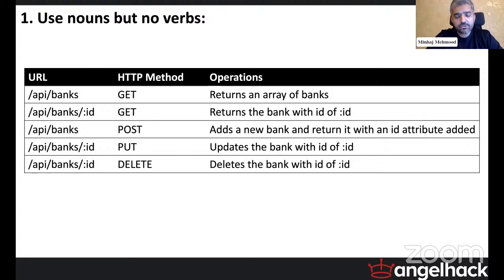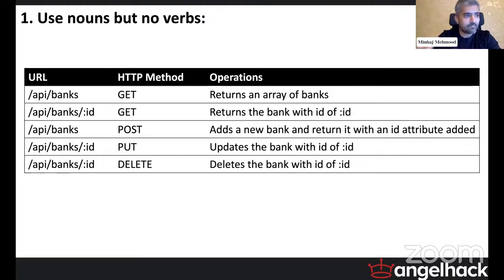And the endpoint should use nouns signifying what each of them does. The basic reason is that HTTP methods such as GET, POST, PUT, PATCH, and DELETE are already in the verb form for performing the basic CRUD: create, read, update, delete. So here I have mentioned a few examples. For example, if you have an API which returns an array of banks, it should be like, instead of get banks, I will show you in the next slide.